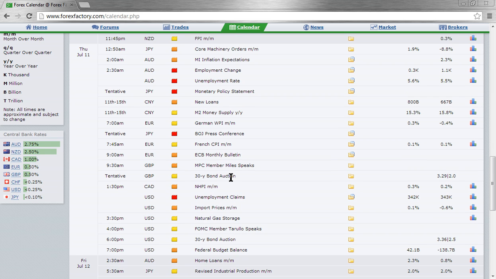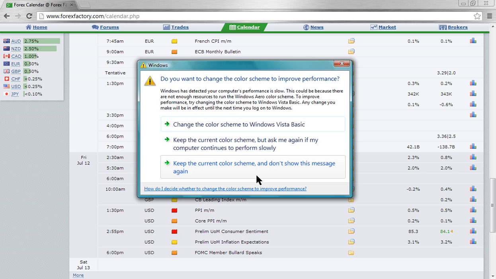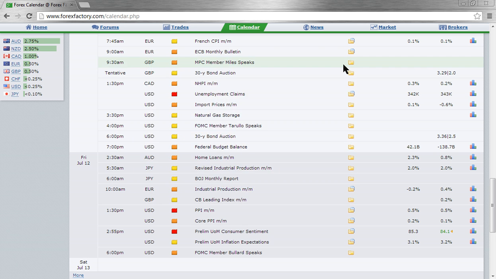At 1:30, the weekly jobless claims. It's forecast at 342,000 from the previous 343,000. So expected to come in pretty much in line there. And on Friday, US PPI at 1:30 PM GMT, forecasted at 0.5%, the same as the previous. And to finish off the week, we have US preliminary University of Michigan consumer sentiment at 2:55 PM. A better number there.